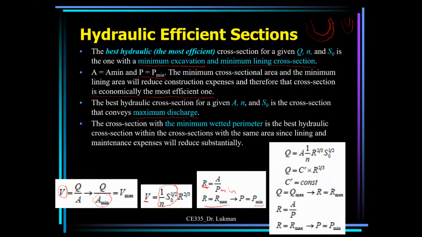This is the Manning's formula, okay? All these are constant if we keep the other constant. So Q varies with R. So if R is maximum, then Q should be maximum also. So for the most efficient section, Q, the flow rate, should be maximum, the hydraulic radius should be maximum, but the wetted perimeter should be minimum. Okay, the wetted perimeter should be minimum.